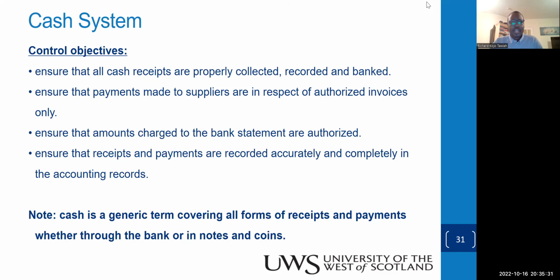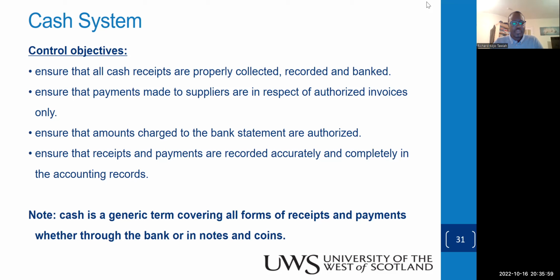Cash system, of course, all that we are saying, there will be cash. If you purchase on credit, one day you end up paying cash. If you sell on credit, one day you end up receiving cash. You pay payroll, it's cash. So the control objectives under cash is to ensure that all cash receipts are properly collected, recorded, and banked. If you let cash walk about loosely, people will steal. People will defraud the system.